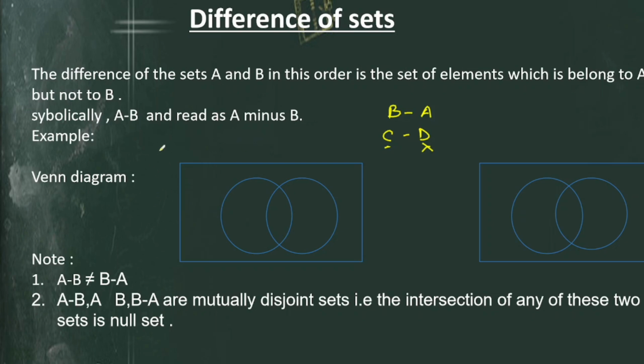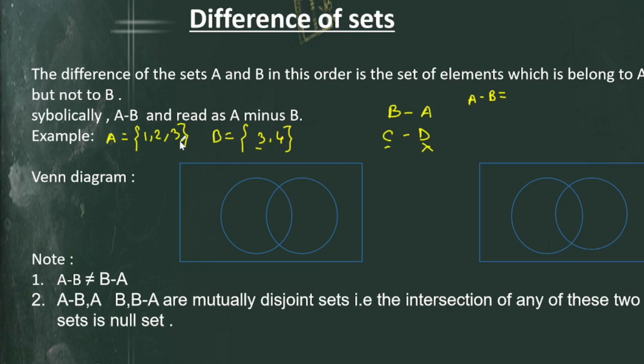Simple. So if I take some example, A is 1, 2, 3, and B is, suppose, 3, 4. Then if you want to find A minus B, what is the result? A minus B means elements which belong to A but not belong to B. So basically we have to subtract, remove, all the elements of B from A.